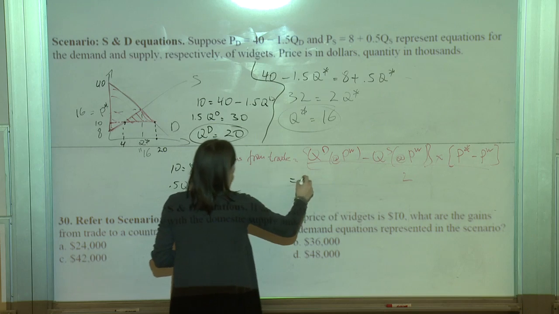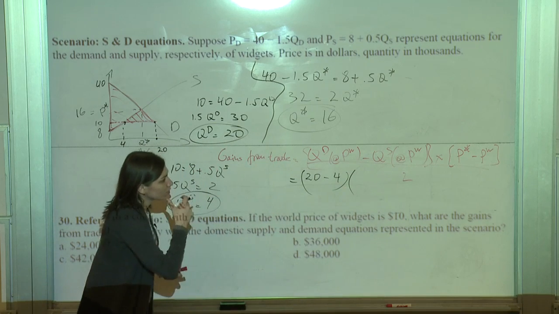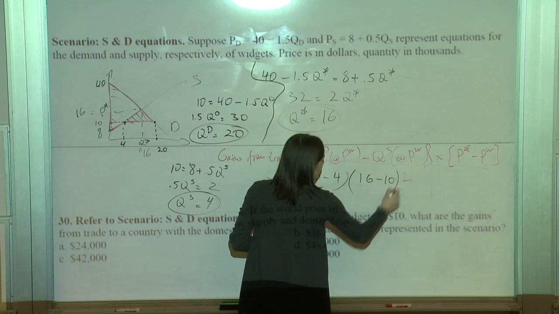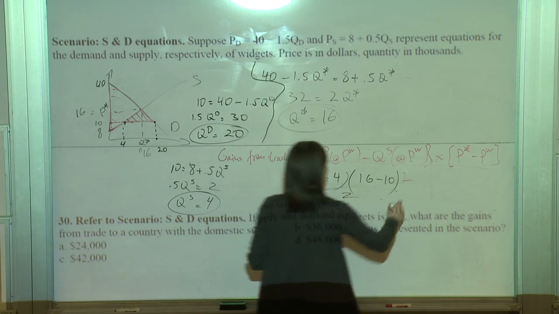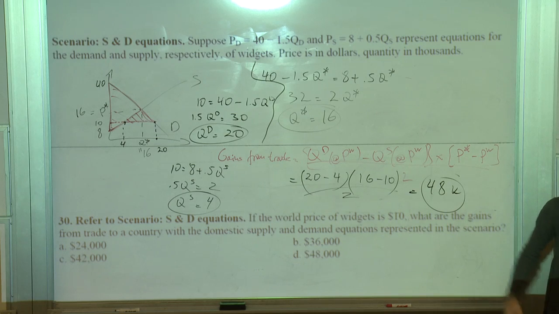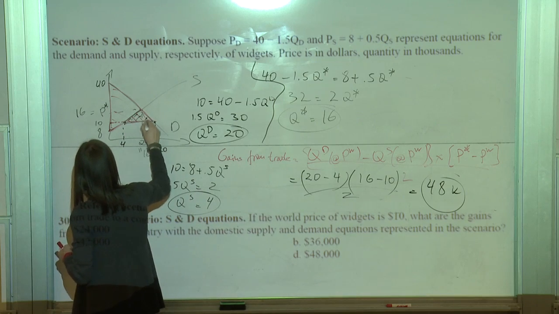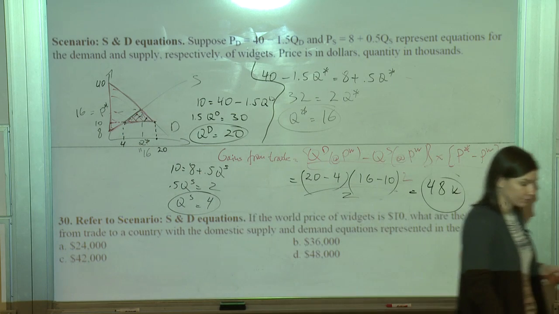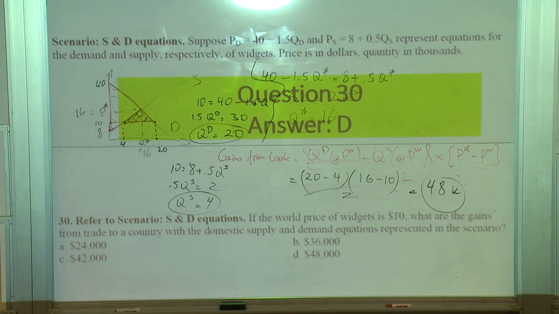Quantity demanded was 20 minus supplied, which was 4, times the domestic price of 16 minus the world price of 10, the whole thing divided by 2. What is this? 16 times 6 is 96, divided by 2 is 48. That's 48, but the quantity is again in 1,000, so 48,000. That would be the area of this triangle here, and that's what the gains from trade are. Okay, questions?